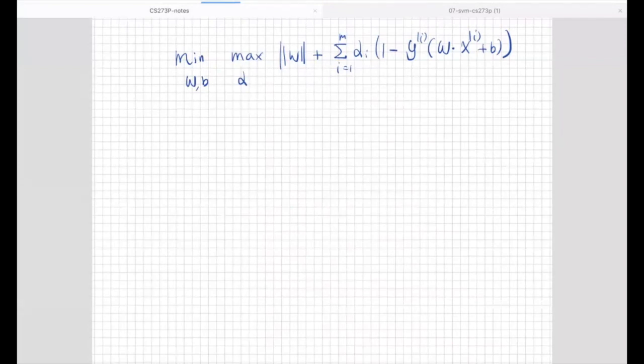So what I'm going to do next is one step that is not so obvious. I'm going to change this to this. Right now I have this minimization with respect to w and b, and then maximization with respect to alpha. So what I can do is switch the orders. I can do maximization with respect to alpha, and then minimization with respect to w and b. Or I can do minimization with respect to w and b first, and then later on do maximization with respect to alpha. And by doing that, I have something like this.